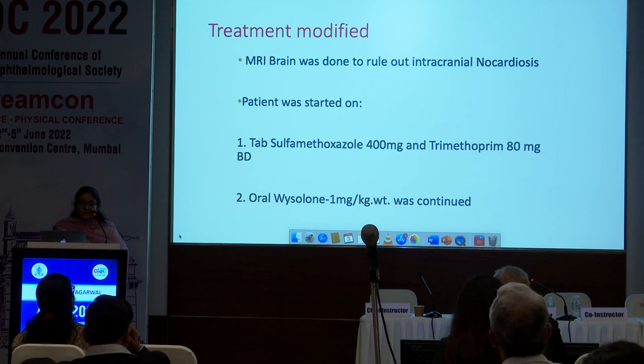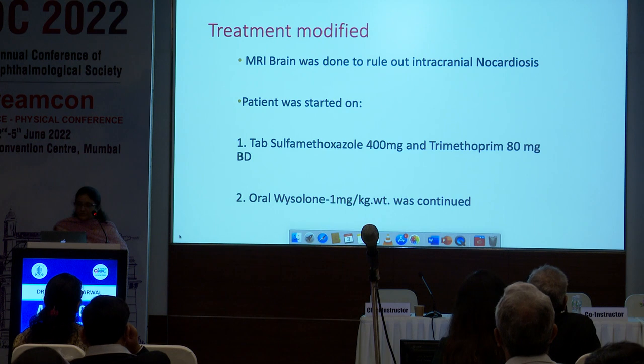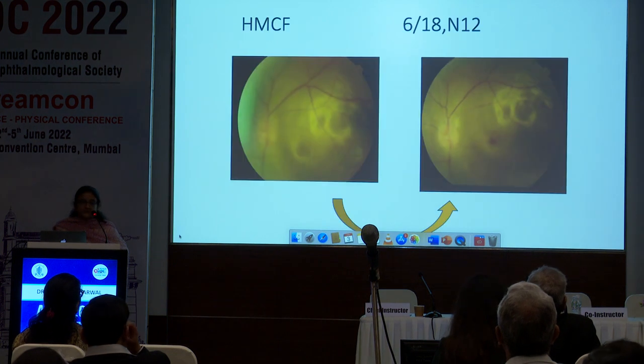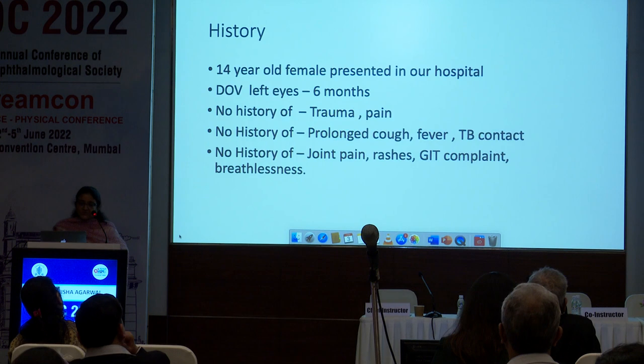The patient was sent for an MRI brain to rule out intracranial nocardiosis. And the patient was started on sulfamethoxazole and trimethoprim along with oral steroids. And you find that the patient responded very well to the treatment and improved vision, with complete resolution of the subretinal fluid and the regression of the lesion.